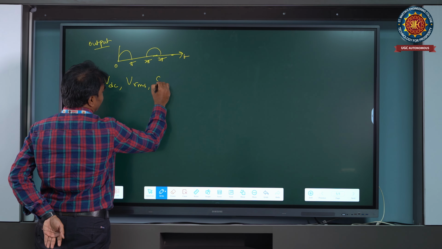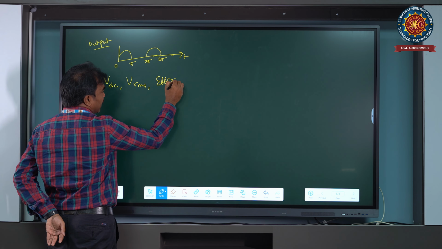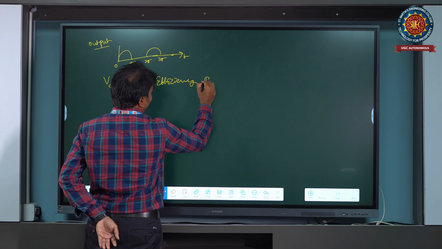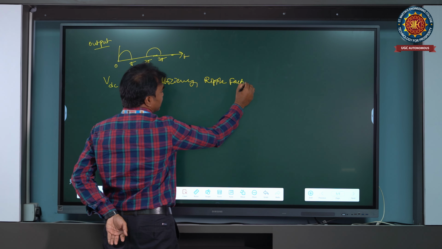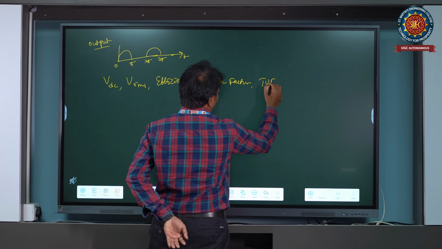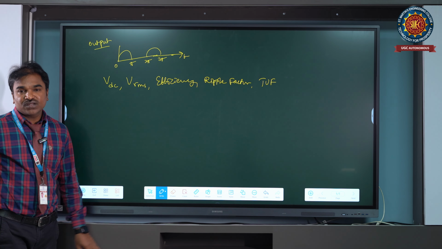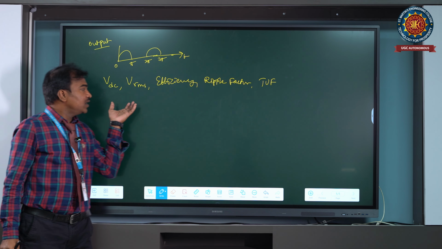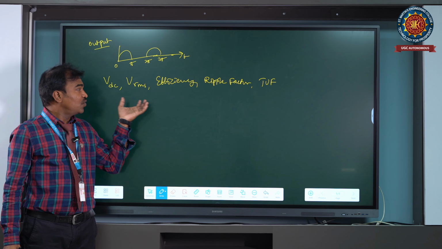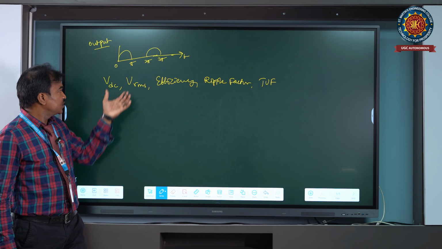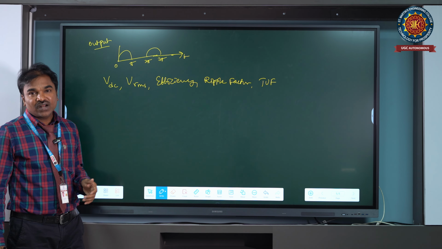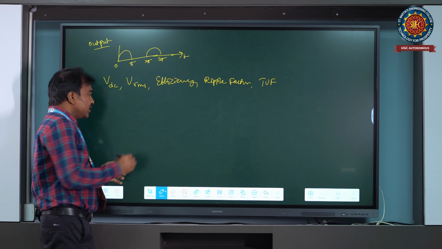So here the efficiency of the rectifier, the ripple factor, and TUF are the parameters. Now, how to calculate these parameters? This is the output of the half wave rectifier. How to calculate the VDC?